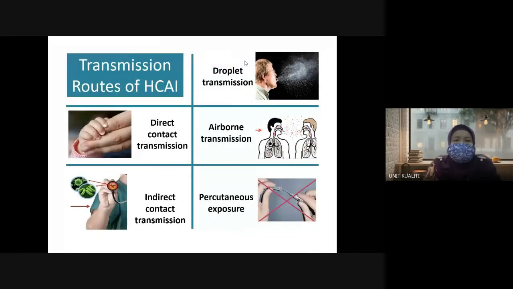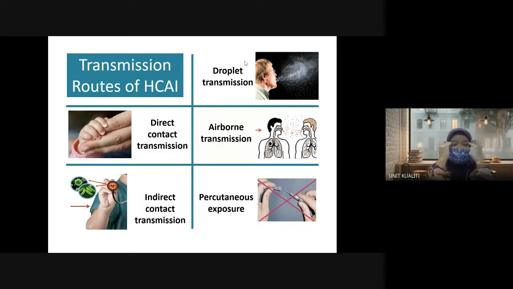Okay, what are the transmission routes of SAI? First is by direct contact transmission, by our hands. If we do not practice proper hand hygiene, we can cause this SAI transmission by direct contact, by our hands. Second is by indirect contact transmission from our equipment. Equipment that is not clean, not sterile, also can lead to SAI transmission.